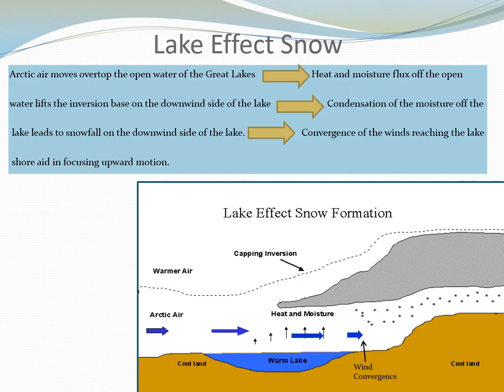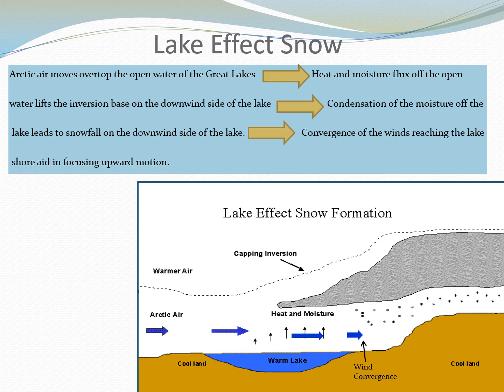One of the main things needed to produce lake effect snow is for the air mass advecting across the lake to be much colder than the water temperature. We're generally looking for the air mass to be a good 10 degrees Fahrenheit or colder. The colder the air mass, the greater the heat and moisture flux off the lake. As the air mass is modified by the relatively warm water, the heat flux lifts the inversion base and the moisture condenses into snow on the downwind side of the lake.